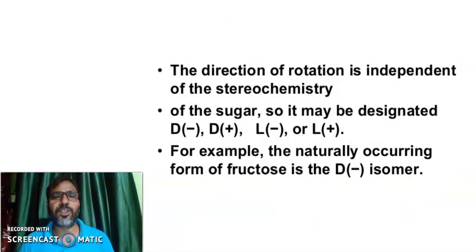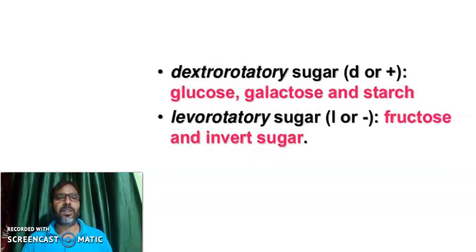So the direction of rotation is independent of the stereochemistry of the sugar, so it may be designated D minus, D plus, L minus, L plus. For example, the naturally occurring form of fructose is the D minus isomer.